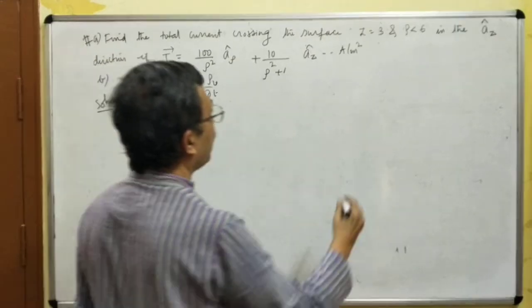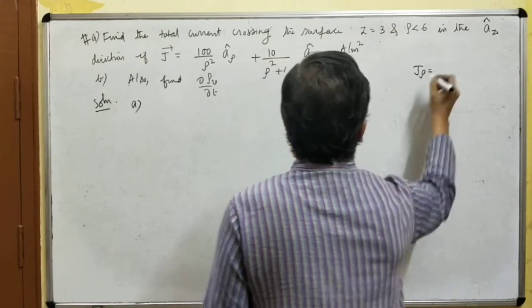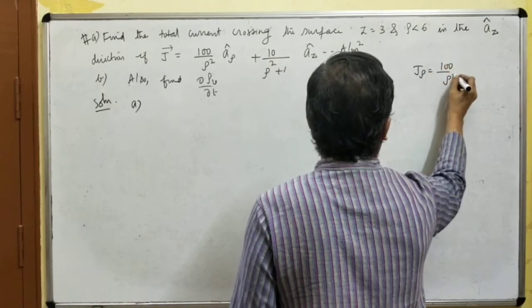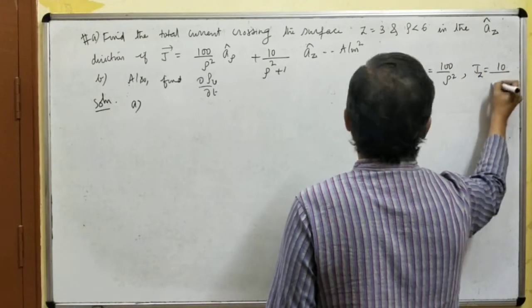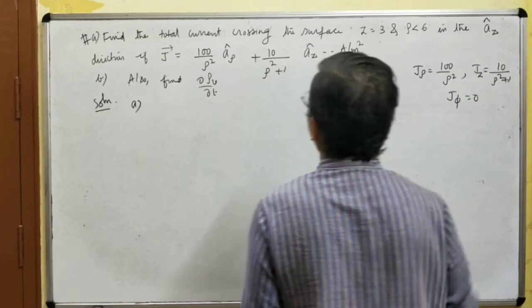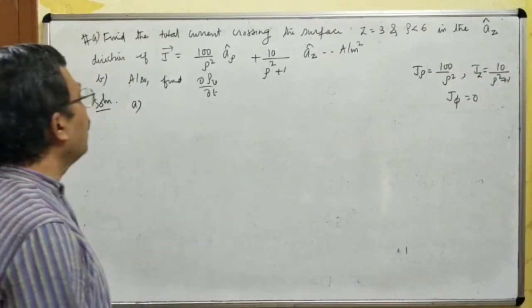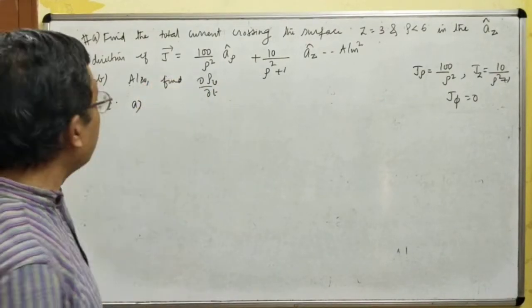From the given expression, what is J rho? The coefficient of A rho cap is J rho, which is 100 divided by rho square. What is Jz? Jz is 10 divided by rho square plus 1. What is J phi? J phi is 0, because there is no A phi cap unit vector in the expression for vector J.